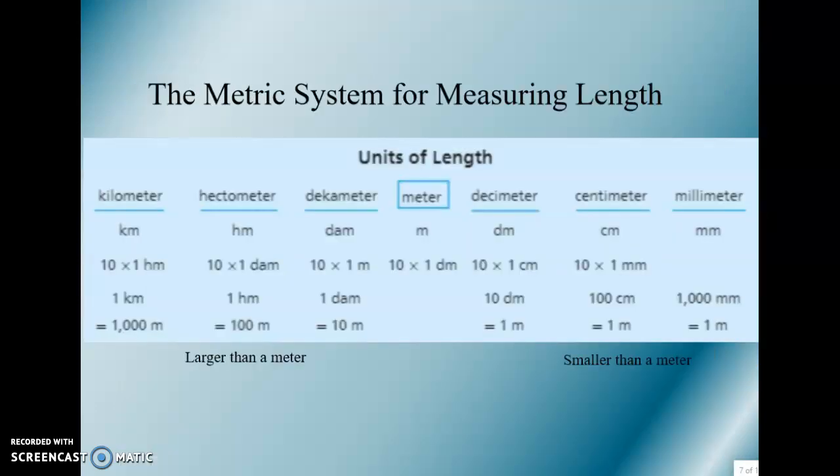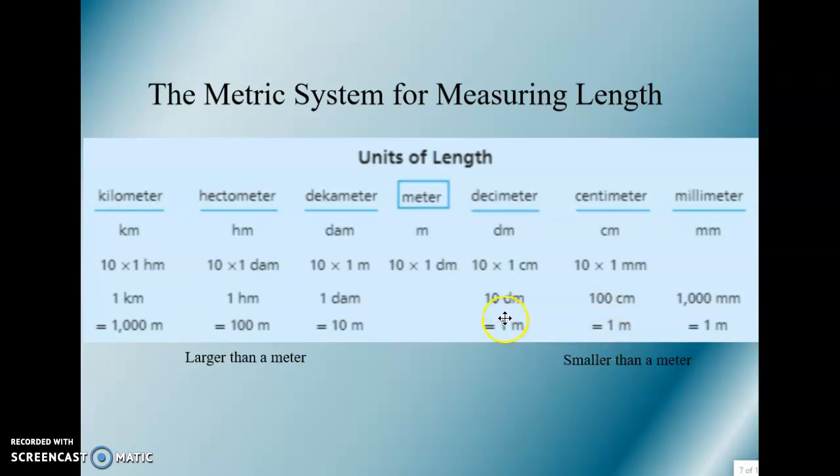So let's take a look at it on a chart and see if that helps any. Meter is the measure we use. Meter is the standard for the metric system. Let's think of pieces that are smaller than a meter, which is what we're learning today. If we take a meter and divide it into 10 sections, we get decimeter, and we use dm. 10 decimeters equals 1 meter. So 10 sections of a meter are decimeters. Then we jump over to centimeter, cm. There are 100 centimeters in 1 meter.